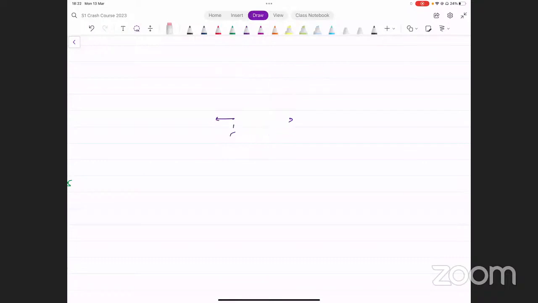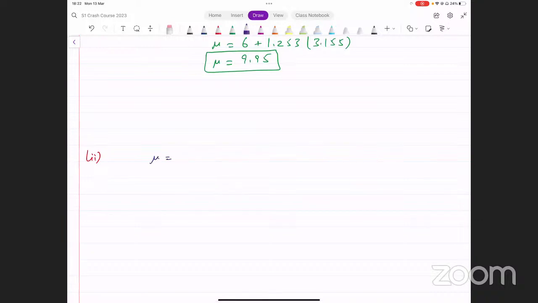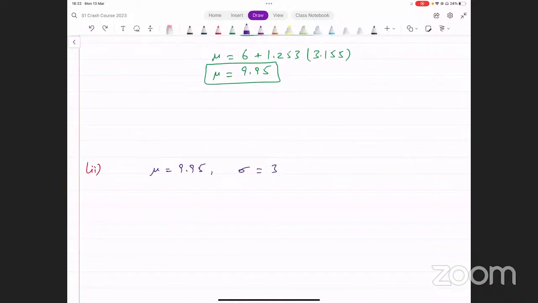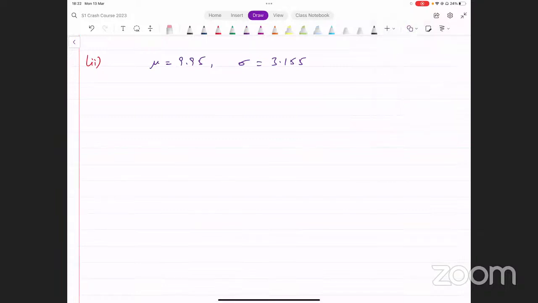Now in this particular case, we have found the mean and standard deviation already in the first part. Mean is 9.95 and the standard deviation is 3.155. All right, what it means now is, if the mean was in the middle here, let's say it was 9.95. One standard deviation from the mean means you subtract. So basically, you want to be more than 3.155 units away from 9.95. So subtract 3.155 from 9.95. Let's see what that gives you.